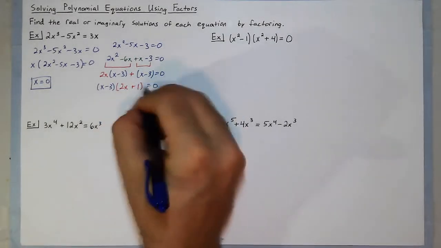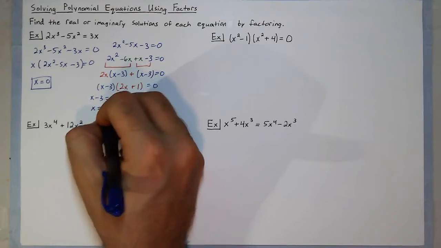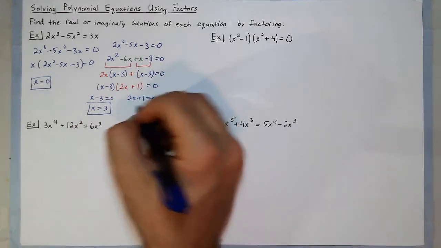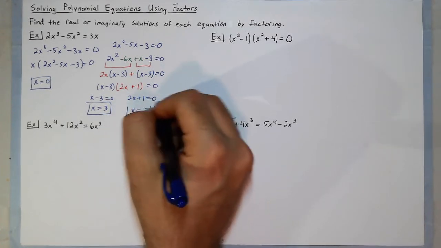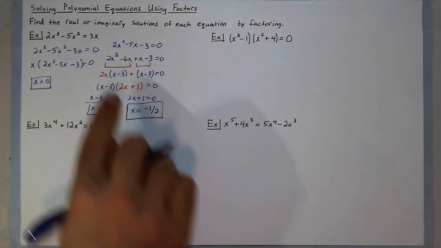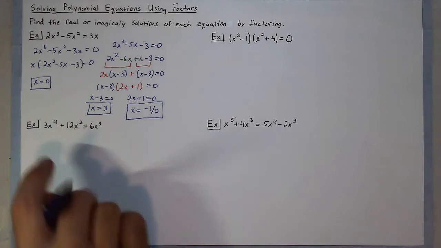So I can set each of those factors equal to 0. I'll get x equals 3 as another solution, and 2x plus 1 equal to 0 gives me x equal to negative 1/2 as the other solution. So this equation had 3 solutions that could work. I could go back through and plug them all in, and I would get a correct statement for each of those equations. Now let's look at this bottom left example.